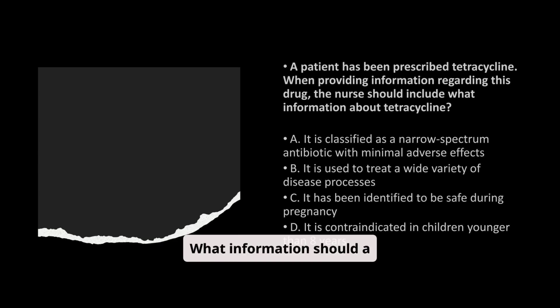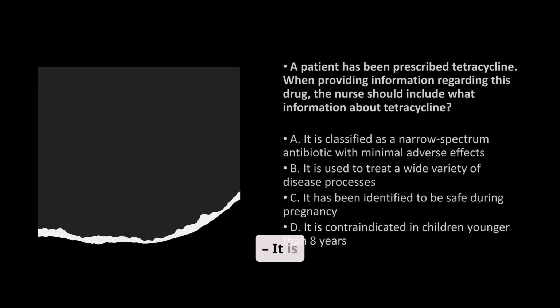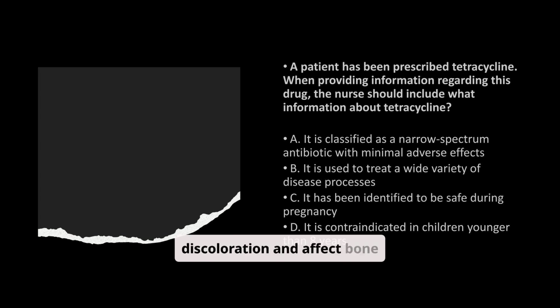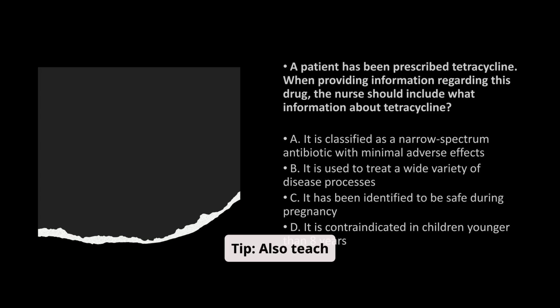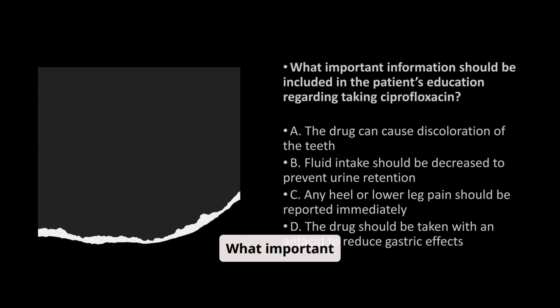What information should a nurse include when providing information about tetracycline to a patient? Correct answer: D. It is contraindicated in children younger than 8 years. Tetracyclines can cause permanent teeth discoloration and affect bone growth in kids. They are also avoided in pregnant women. Pro tip: also teach to avoid dairy, iron, and antacids within a few hours of dosing. These reduce absorption.